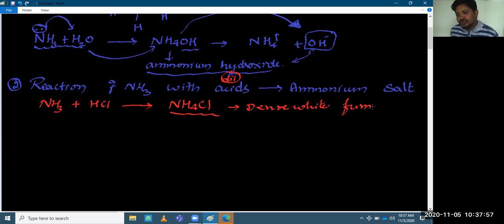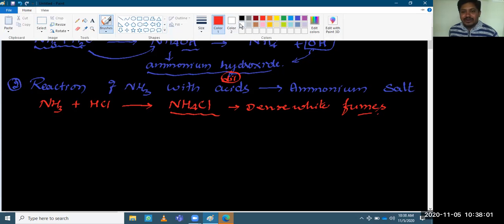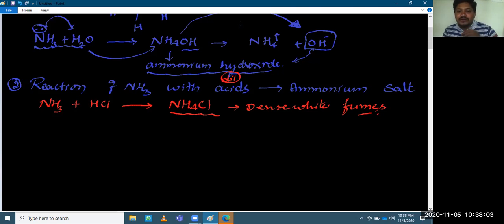They may ask you this in board examinations: write your observations when ammonia reacts with HCl. When ammonia reacts with HCl, it forms dense white fumes of ammonium chloride. And the next reaction: what happens to ammonia gas when it reacts with H2SO4 or HNO3, any one acid you can take.